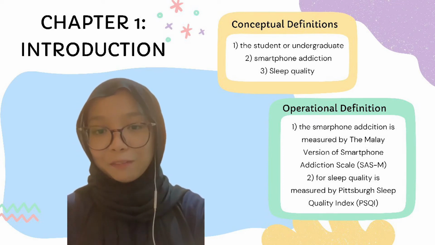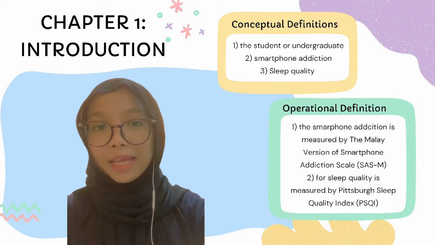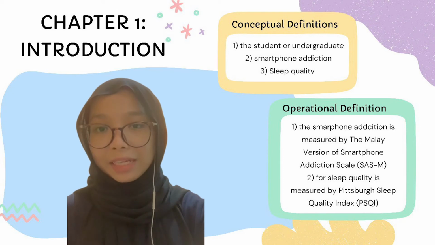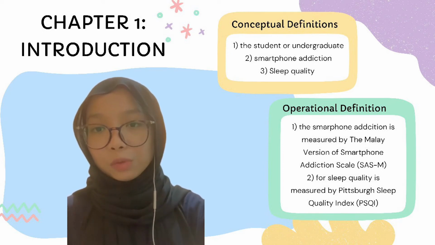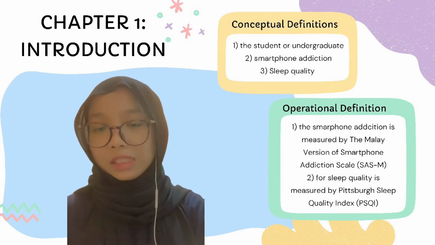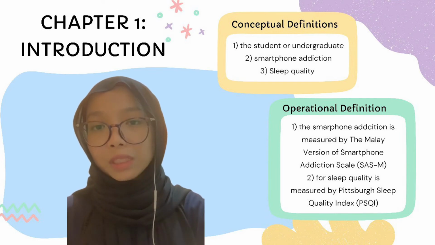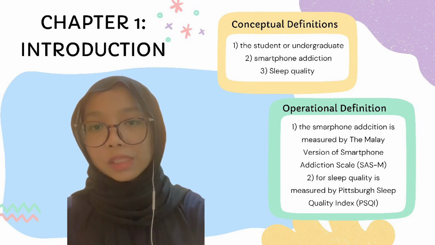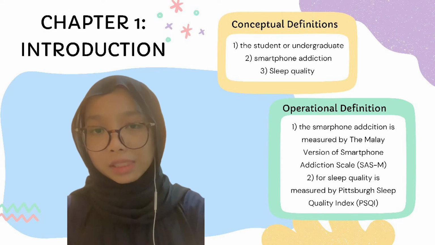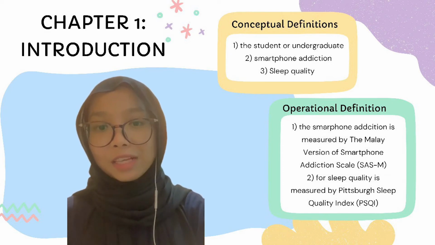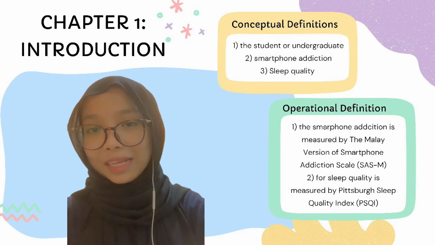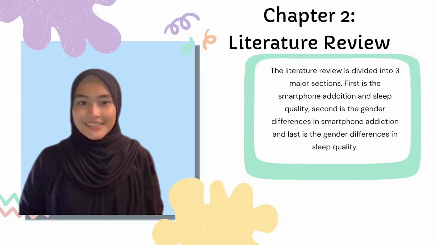Okay, for the operational definitions of this research, first, smartphone addiction is measured by the Malay version of the Smartphone Addiction Scale, SAS-M, a 33-item scale with 6 different subscales which are cyberspace-oriented relationship, daily life disturbance, primacy, overuse, positive anticipation, and withdrawal. Next, sleep quality is measured by the Pittsburgh Sleep Quality Index (PSQI) consisting of 19 items with 7 domains which are sleep quality, sleep latency, sleep duration, sleep efficiency, sleep disturbance, use of medication for sleep, and daytime drowsiness.